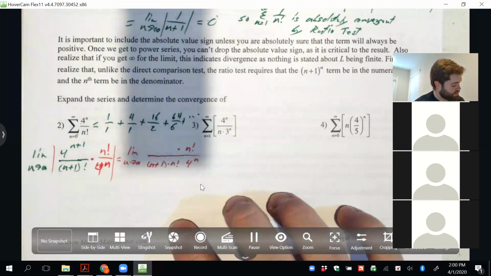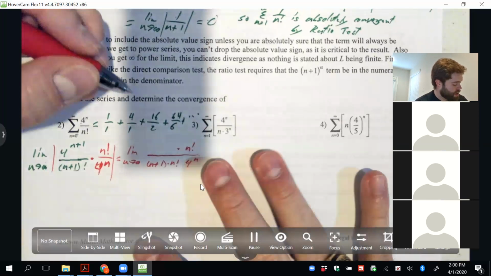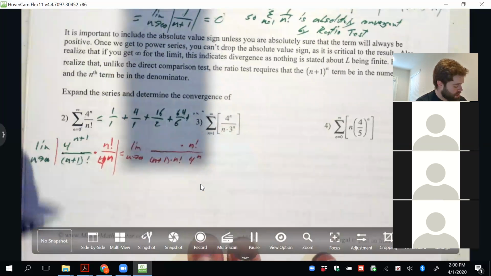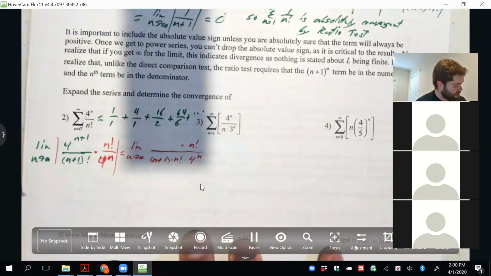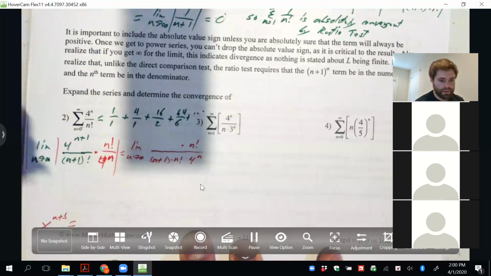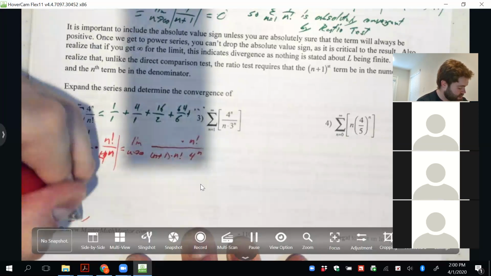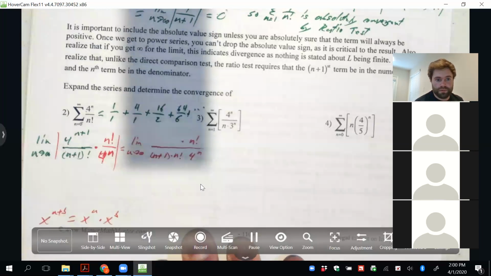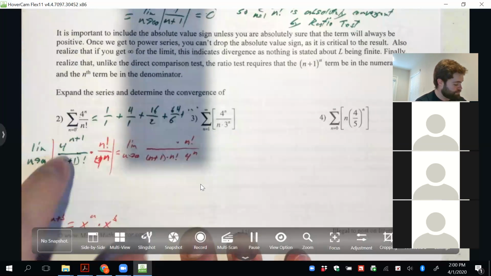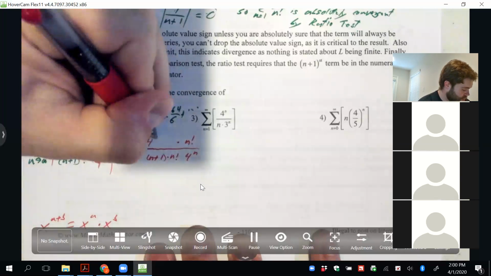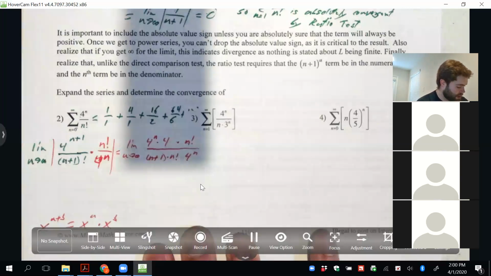4 to the n plus 4 to the first, or just 4? Times 4. So we want to remember, if you ever have something that looks like x to the a plus b, that can be rewritten as x to the a times x to the b. And that's essentially what I want to do right now. I'm going to split it up like that so that I have 4 to the n times 4. I mean, I could put to the first power, but that's redundant.